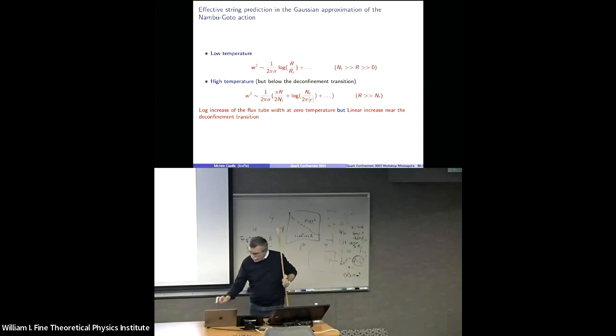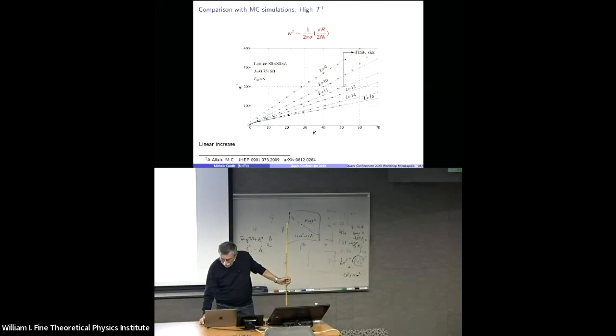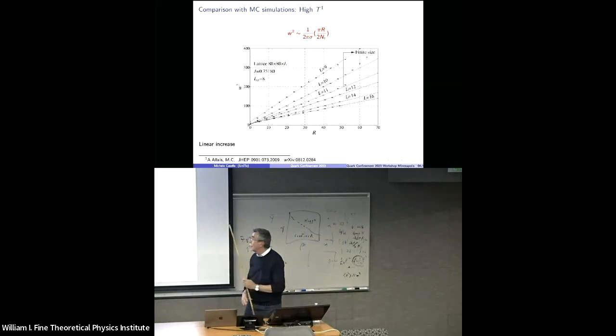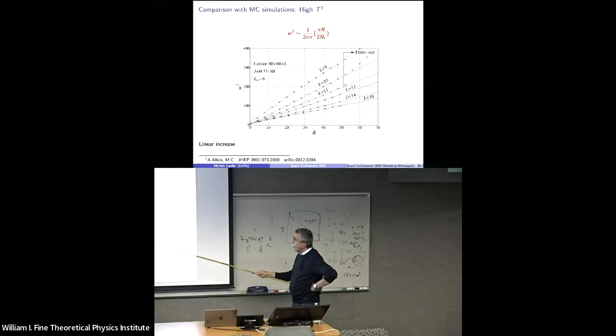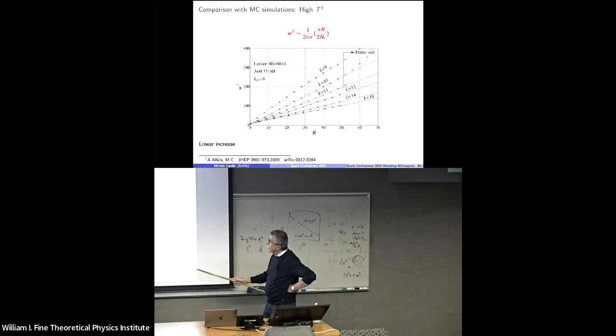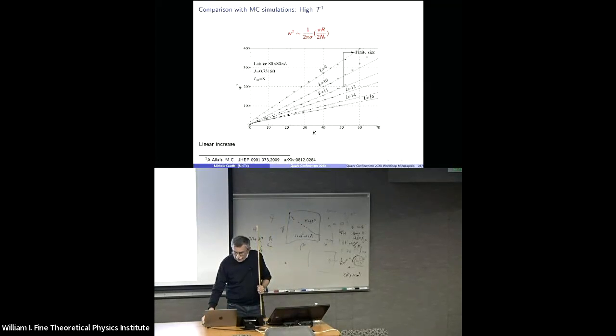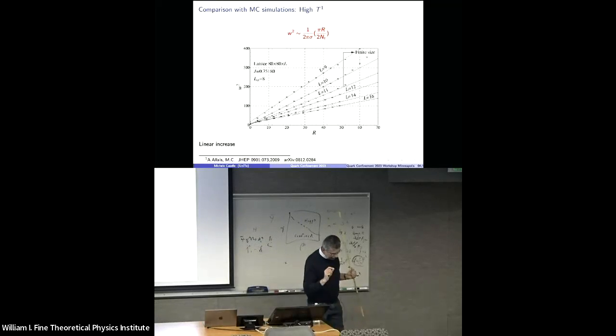Okay, and it works also for periodic boundary conditions. And this is what one finds in the high temperature regime. You see there is this linear behavior, and the coefficient of this linear increase is proportional to the inverse of this quantity. So this is what happens in the case of the QCD string. Let me add a comment on this.